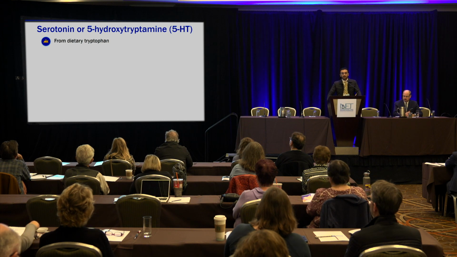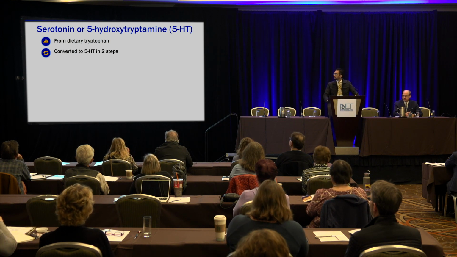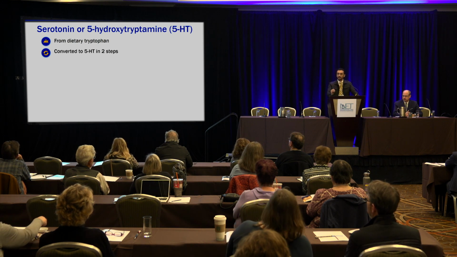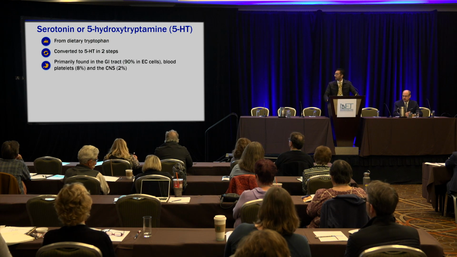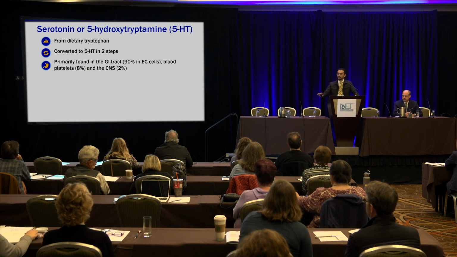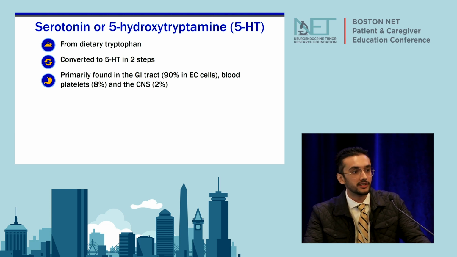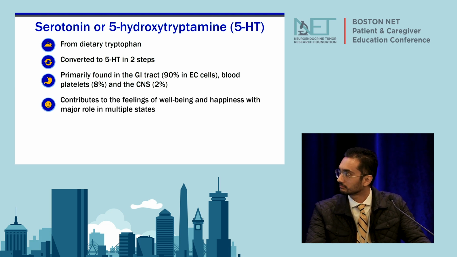Serotonin is manufactured from the amino acid tryptophan, which we get from our diets. This amino acid tryptophan is converted into serotonin in 2 steps by various enzymes in our body. Most of the serotonin normally is produced in our GI tract, but it can also be manufactured in blood cells, platelets, and the central nervous system, the brain.